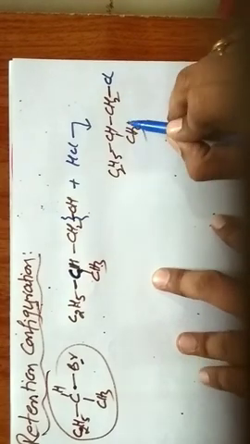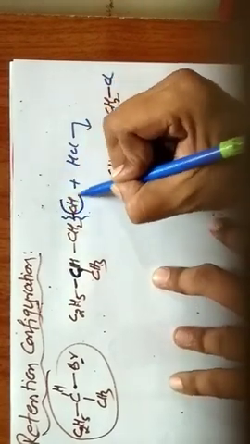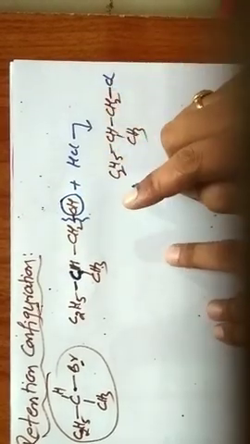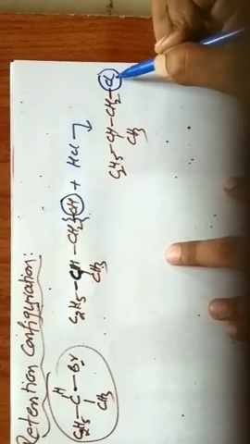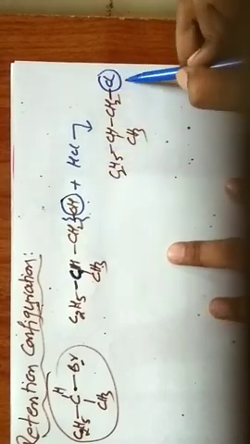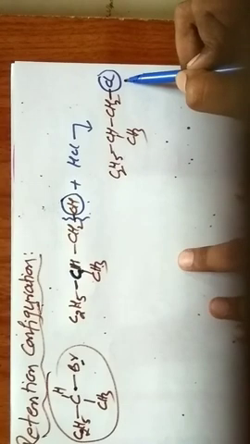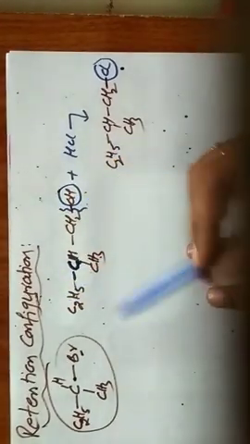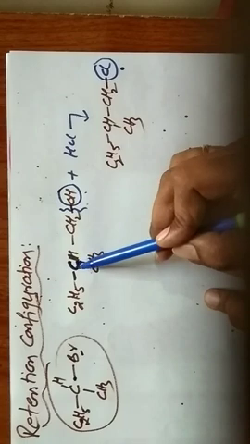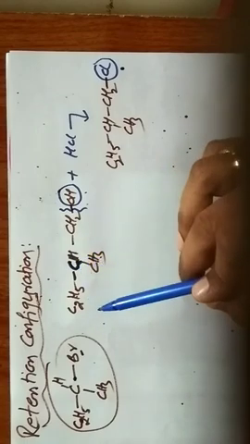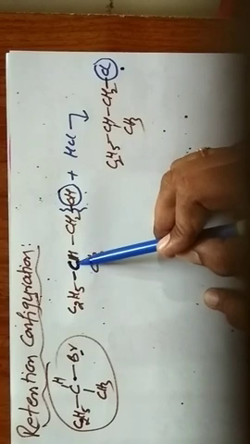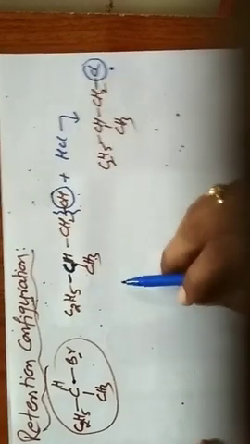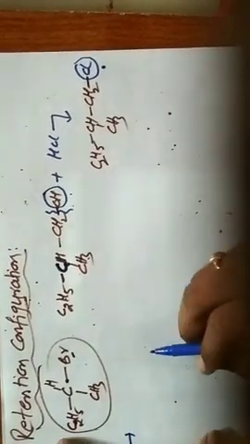In this reaction, the OH group position and the chlorine position are both the same. This is the right side, this is also the right side. So this type of configuration is called retention configuration. If you want retention configuration, the reaction cannot proceed at the stereocarbon. If you want inversion configuration, the reaction proceeds at the stereocarbon.